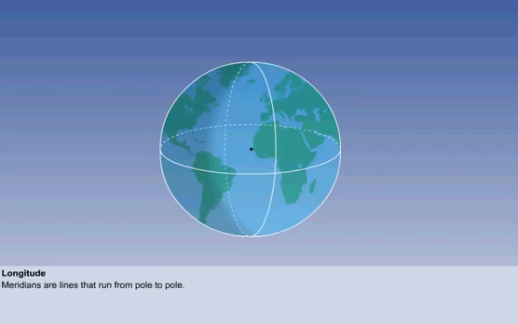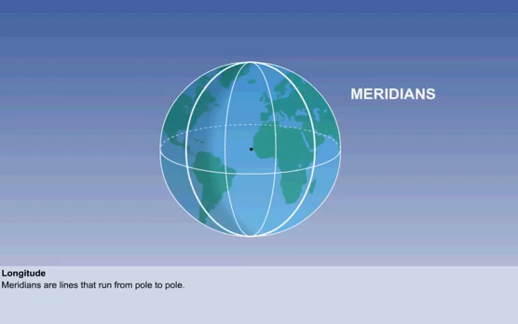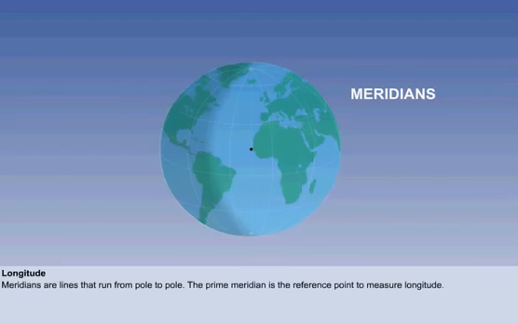Lines that run from pole to pole and cross the equator at 90 degrees are called meridians. There are many meridians on the Earth, but we need to identify one of them as a reference. The particular meridian used as a reference is called the prime meridian. It is this meridian that longitude is measured from.